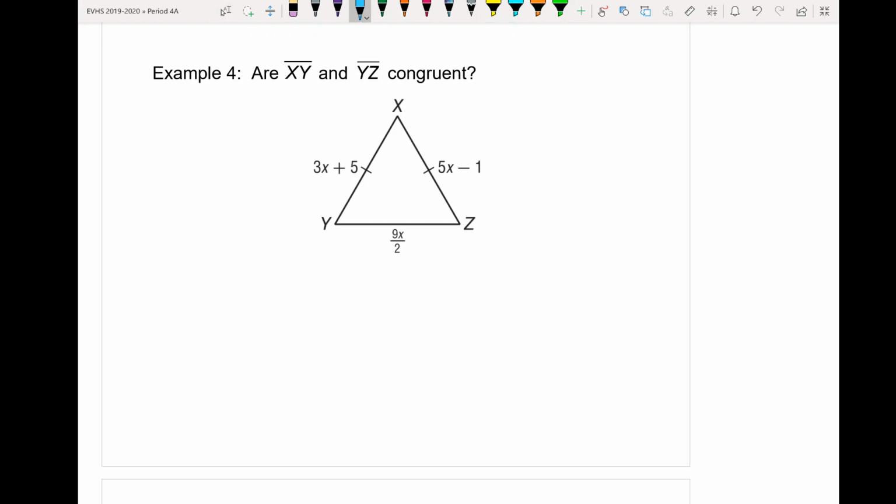Now, oops, I didn't mean to do that in blue. Oh well. Okay, we'll make it work. XY is my left-hand side here, and YZ is the bottom side. Now notice I have my congruent marks over here for XY and for XZ.